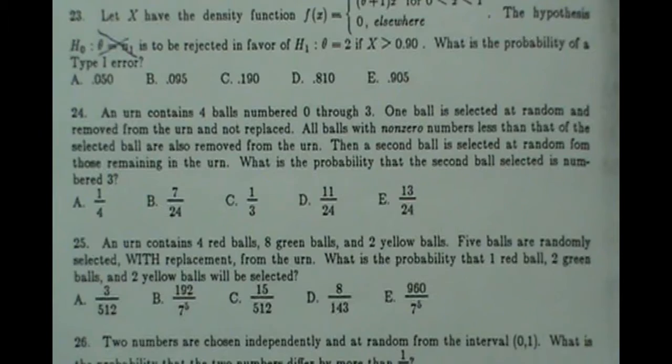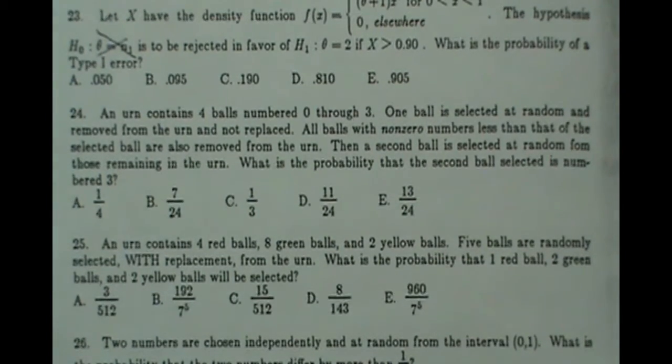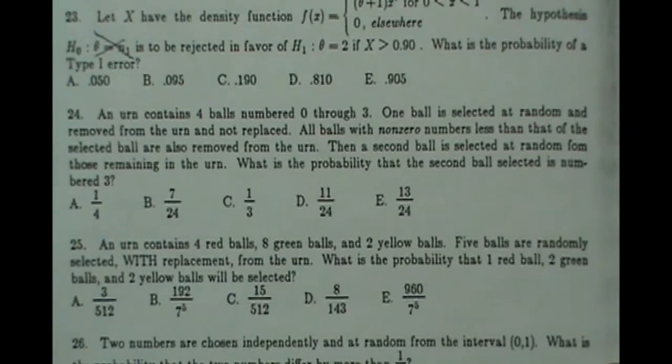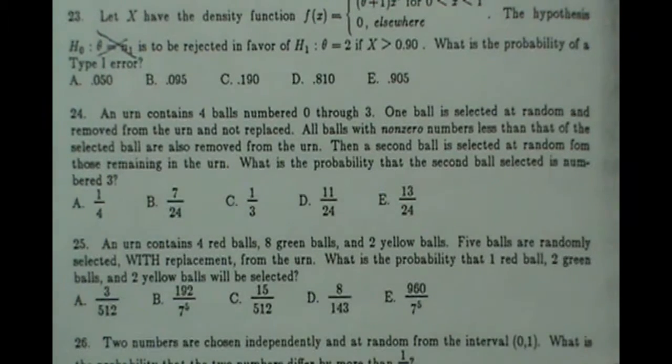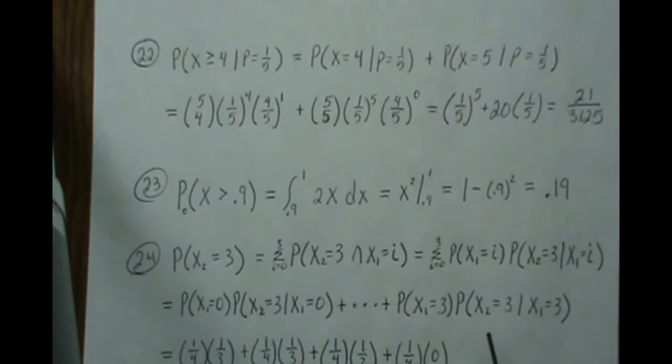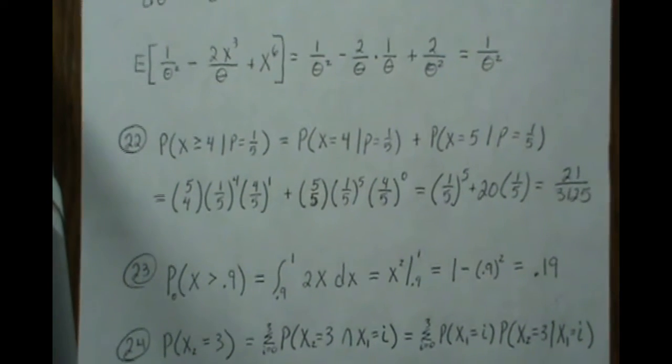24. An urn contains 4 balls numbered 0 through 3. One ball is selected at random and removed from the urn and not replaced. All balls with non-zero numbers less than that of the selected ball are removed from the urn. Then a second ball is selected at random from those remaining in the urn. What is the probability that the second ball selected is numbered 3? Number 24.